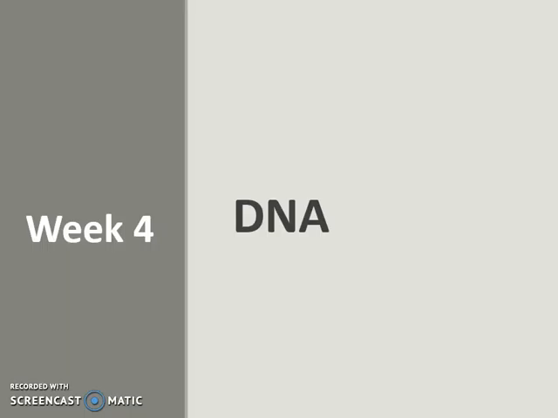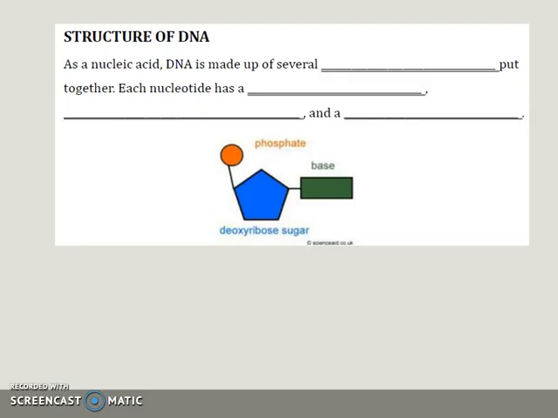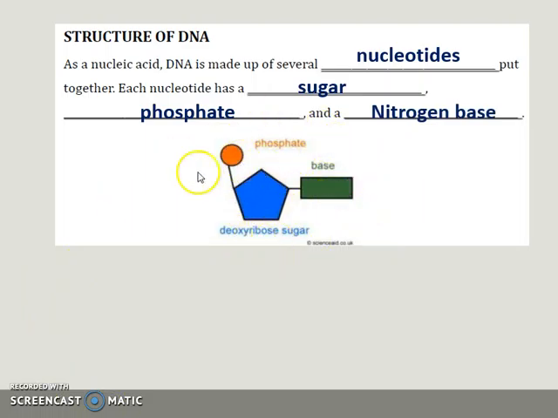Okay, so today we're going to look at the notes for DNA. So we're going to start off with the structure of DNA. As a nucleic acid, DNA is made up of several nucleotides put together. Each nucleotide has a sugar, a phosphate, and a nitrogen base. So if you look at the picture here, this is our nucleotide. These are the monomers for DNA, and they have a sugar, a phosphate, and the nitrogen base right here. And we know the nitrogen base could be one of four, which we're going to talk about in a little bit.